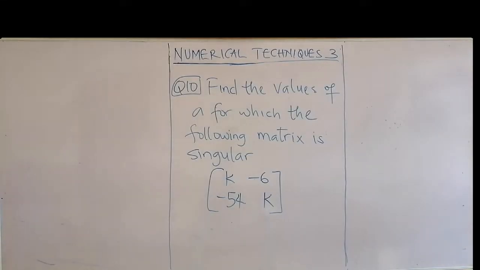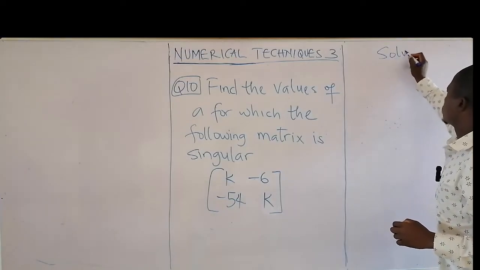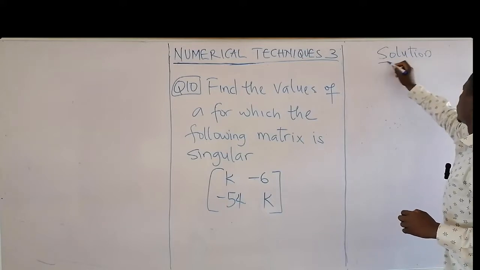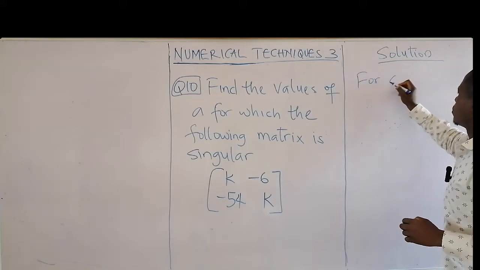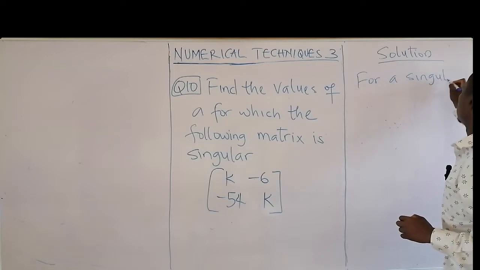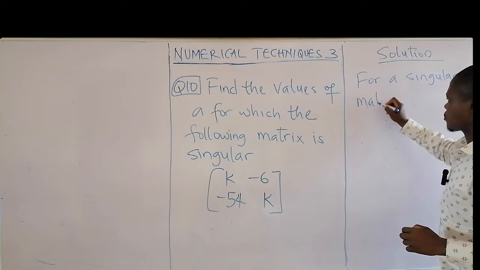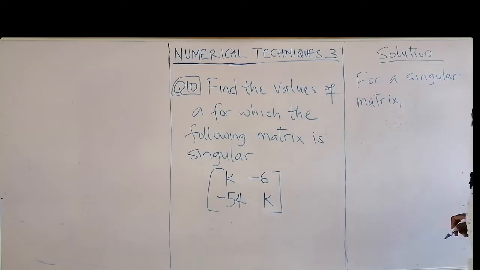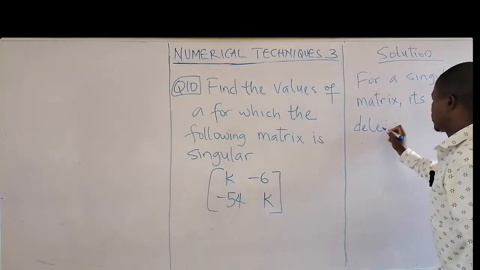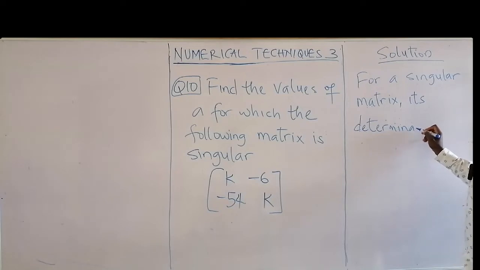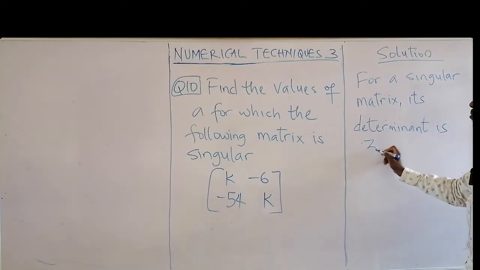Question 10. Find the values of k for which the following matrix is singular. For a singular matrix, its determinant is 0.